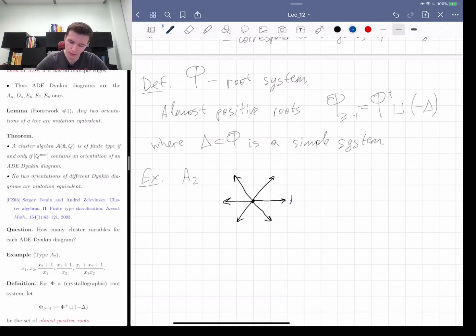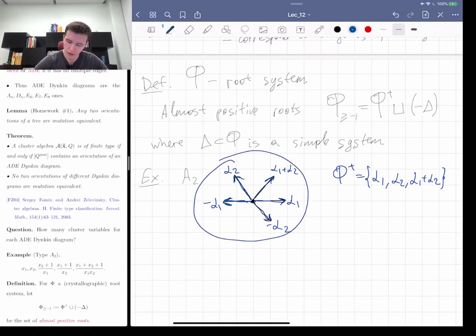And so if this is your alpha 1, alpha 2, this is alpha 1 plus alpha 2. So phi plus is alpha 1, alpha 2, alpha 1 plus alpha 2. But then you include the negative alpha 1 and negative alpha 2. So these 5 guys are going to be, let me just erase the last one. These 5 guys are going to be your phi greater than or equal to -1. So you see there's 5 things.